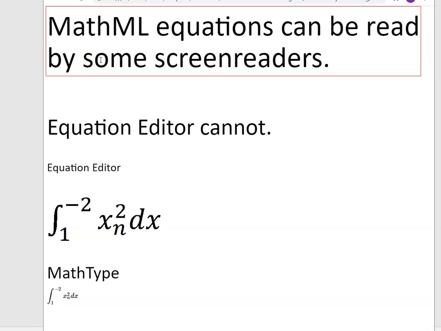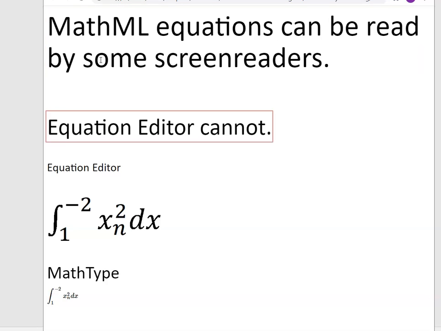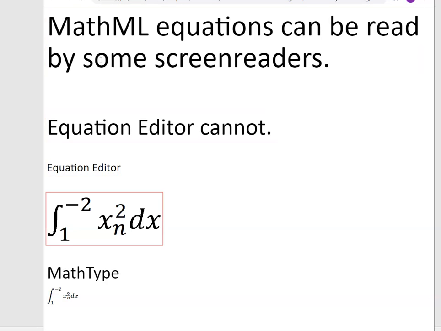Editor's MathType. MathML equations can be read by some screen reader. Equation editor. To get missing image descriptions, open the context menu, unlabeled graphic. Blank, MathType. Integral subscript 1 superscript negative 2x subscript n superscript 2 dx math content.